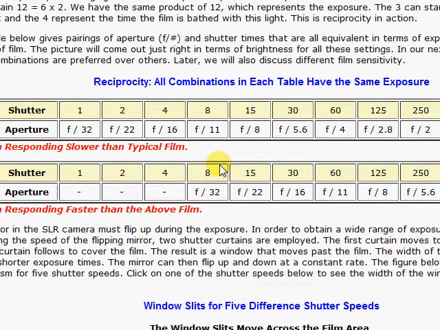Doc here with the physics tutorial for Physics 101 Light and Visual Phenomena. The subject: shutter and aperture.